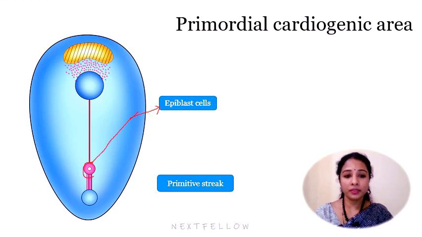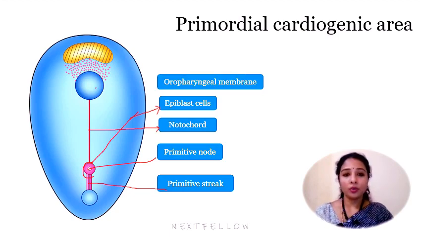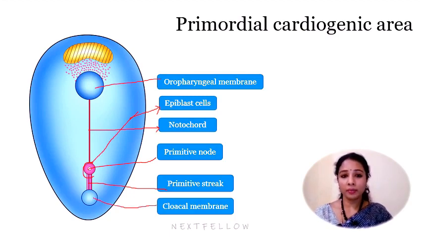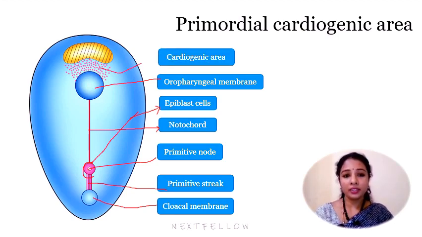So here is the primitive streak, this is the primitive node, and here is the developing notochord which is in the midline. This is the oropharyngeal membrane or buccopharyngeal membrane, and caudally we can see the cloacal membrane. Both are bilaminar membranes, and the notochord is limited anteriorly by the oropharyngeal membrane. And here this area is the cardiogenic area, and this yellow colored one developing here is the septum transversum.